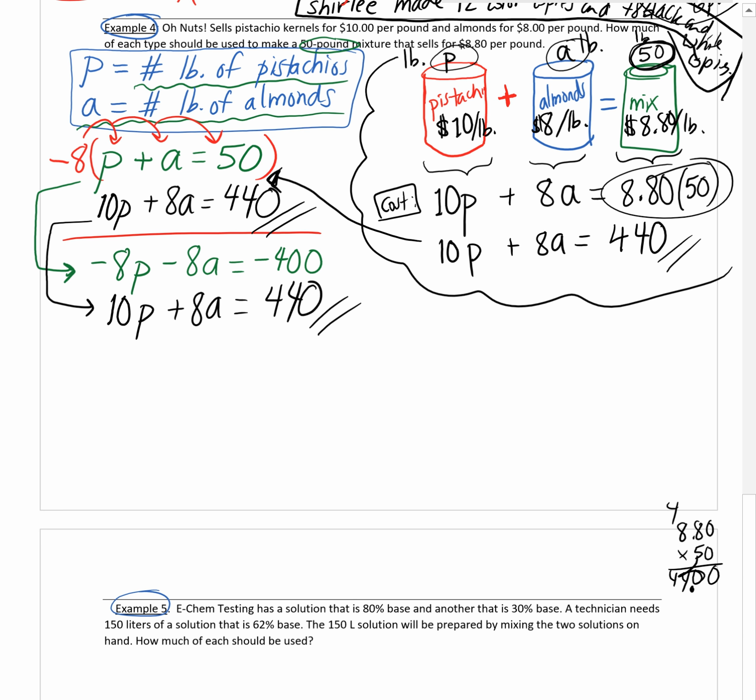Decimals, come on. They're terrible, am I right? Sorry about that. So that should be a 440. All right, sorry about that. Now we're ready to add these guys.